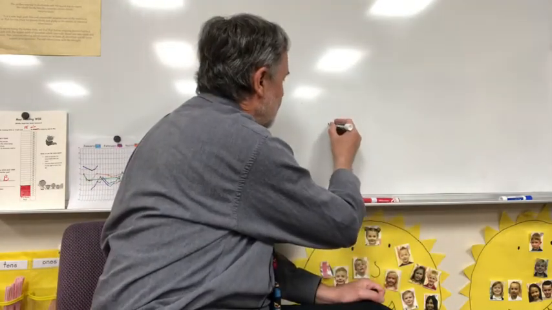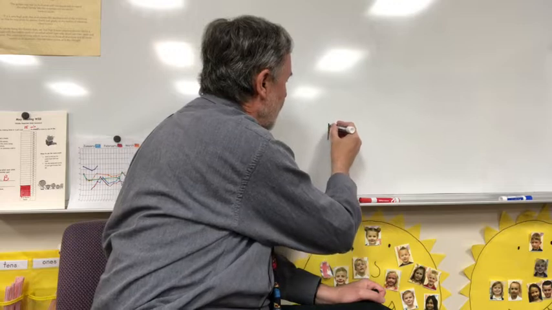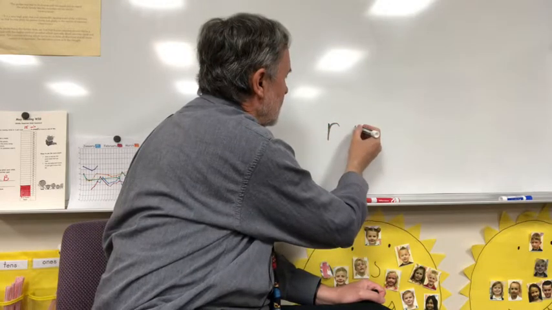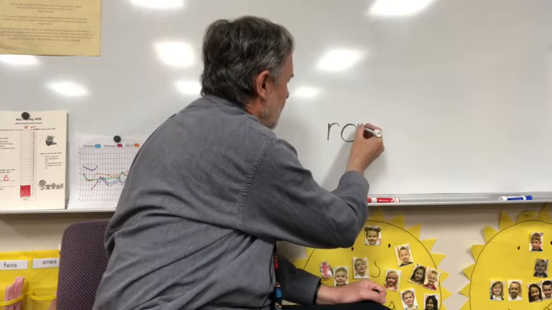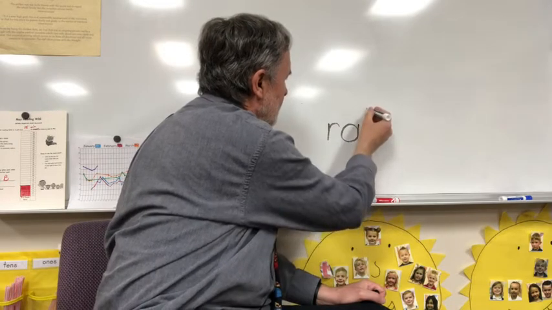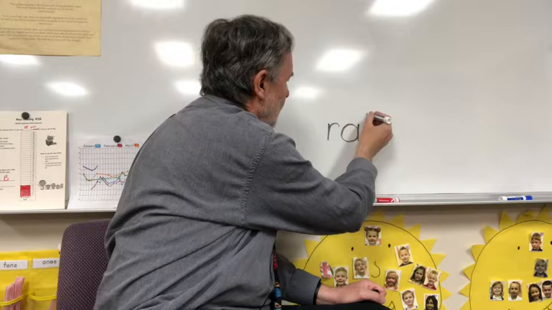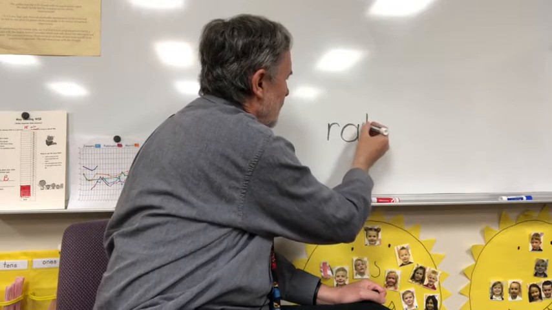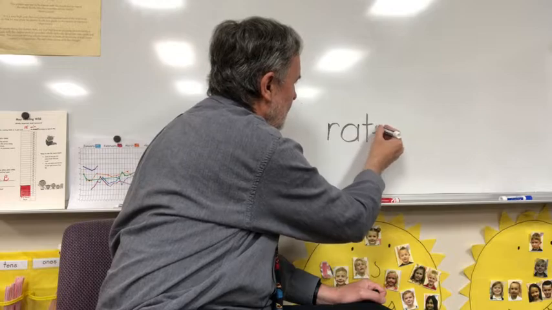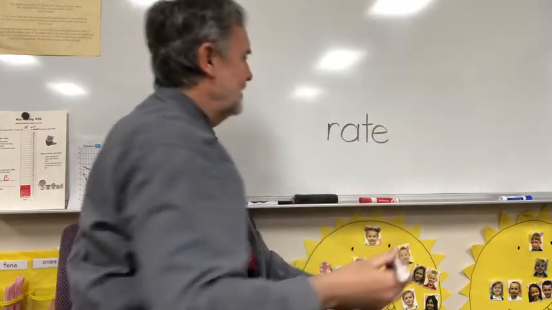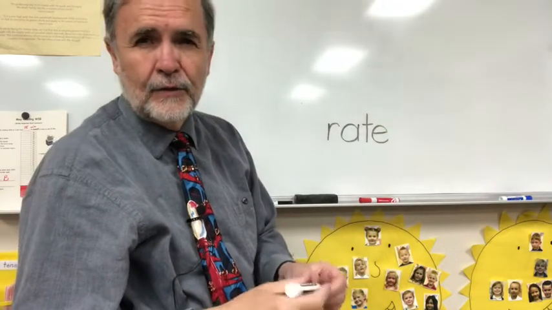Rate. Start at the waistline. Go down to the foot line. Come back up again. Curve at the waistline. A, nice circle. And then come down. T, start below the headline. Straight down to the foot line. Cross goes along the waistline. And E. Rate. Okay, write rate.